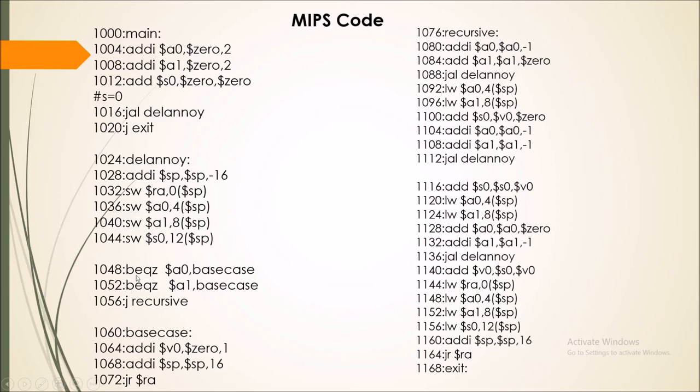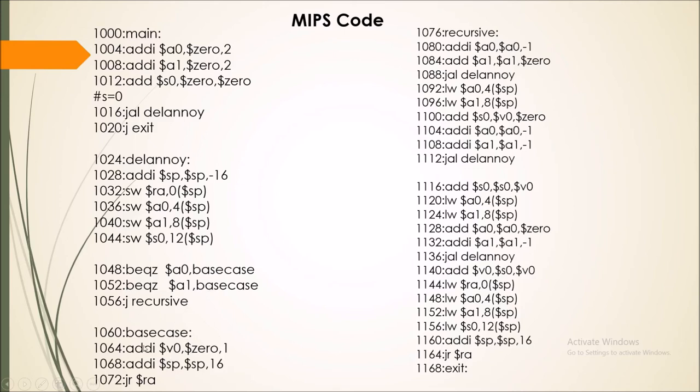Then we will compare A0. If A0 is equal to 0, or A1 is equal to 0, we will go to the base case. As we have seen before, M or N equal to 0 means we are in the base case, or we will go to the recursive case. But let's see the base case here.